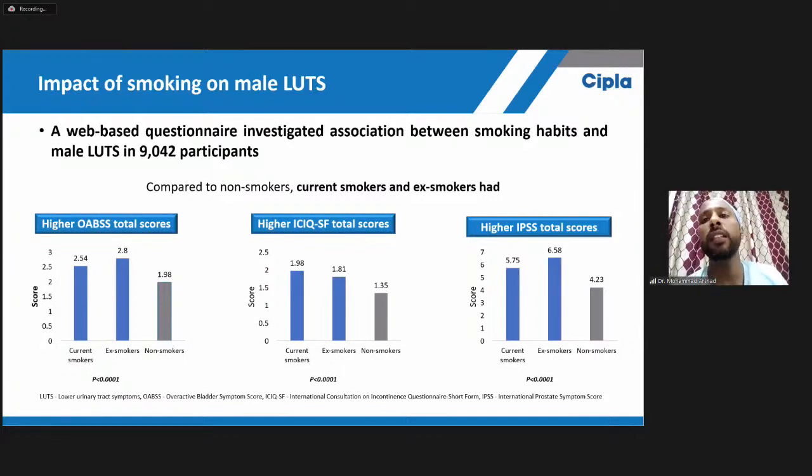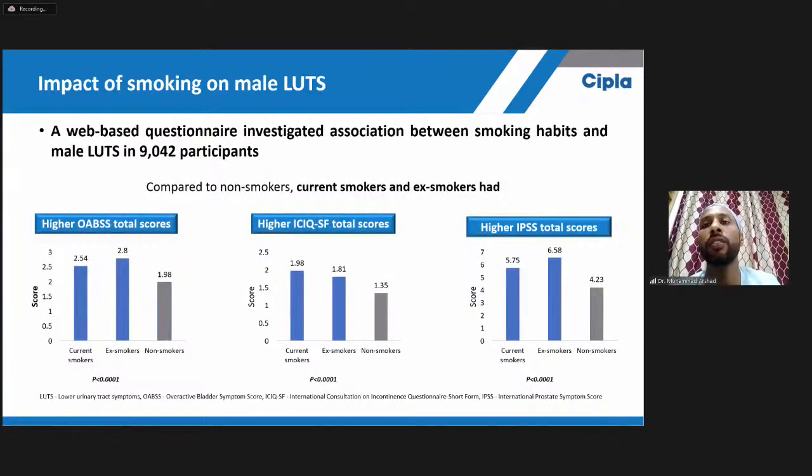On that basis, a study was conducted by a Chinese urologist. They found that the frequency of overactive bladder symptoms, or storage symptoms, is higher in people who are current smokers or ex-smokers, and the quality of life decreases with smoking or in people who are ex-smokers.